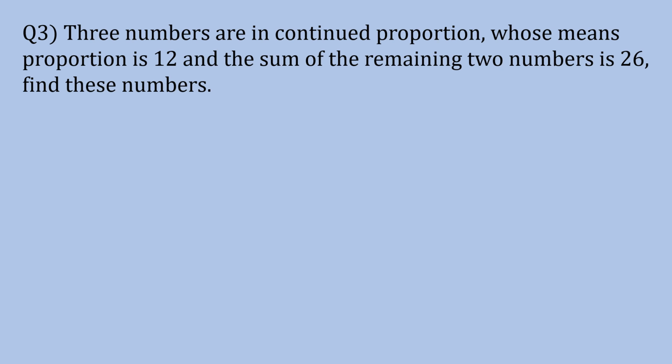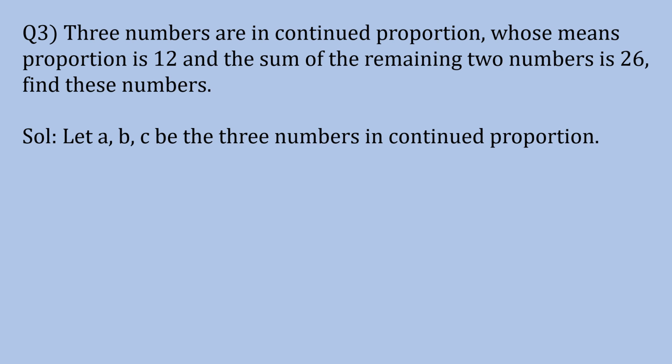So students, let A, B, C be the three numbers in continued proportion. According to the question, mean proportion is 12, means our B is 12. So the value of B is 12. And what is given? Sum of remaining two numbers is 26. So sum of remaining two means A plus C, that is A plus C is equal to 26.